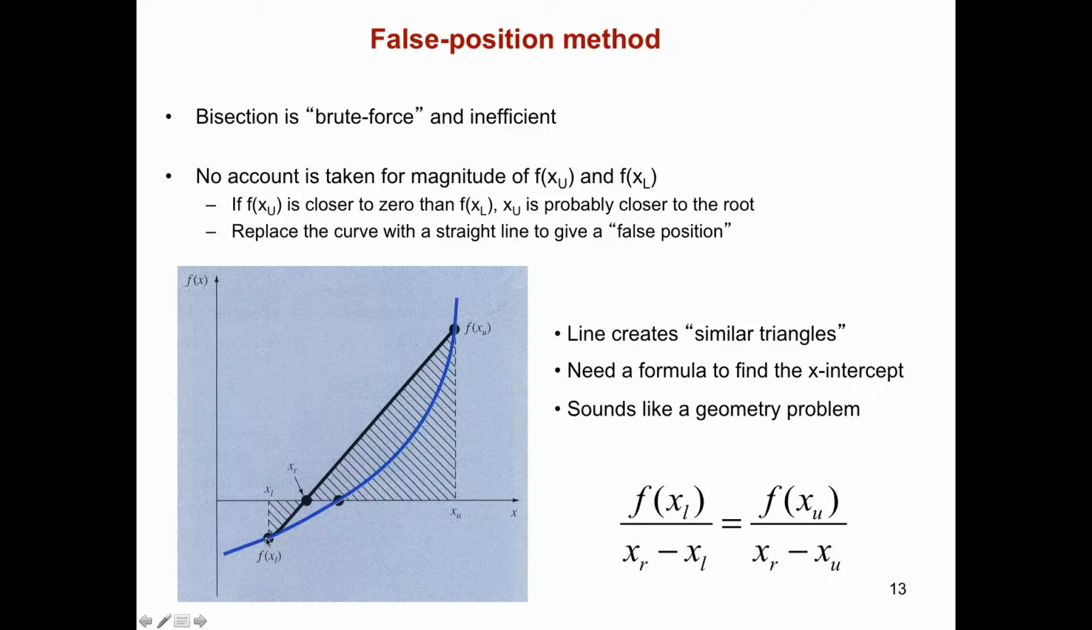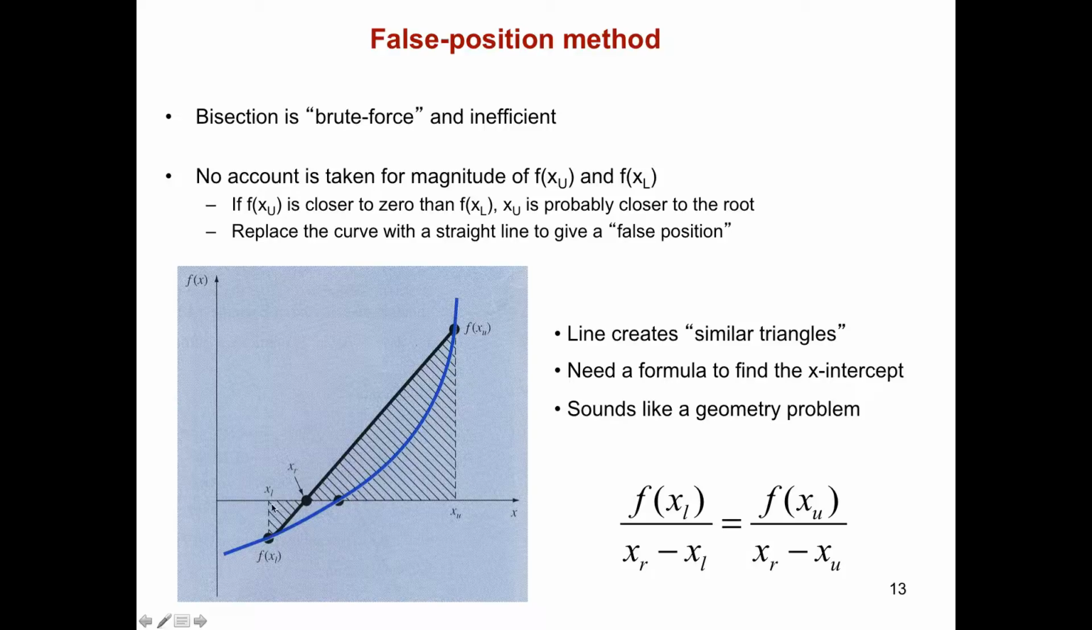So basically I'm just going to say, okay, my function f hits a 0 somewhere here, but I'm going to take a linear approximation to this function and basically say, well, this next point xr is right here, which is the line where the line in between f of xl and f of xu intersects the 0.